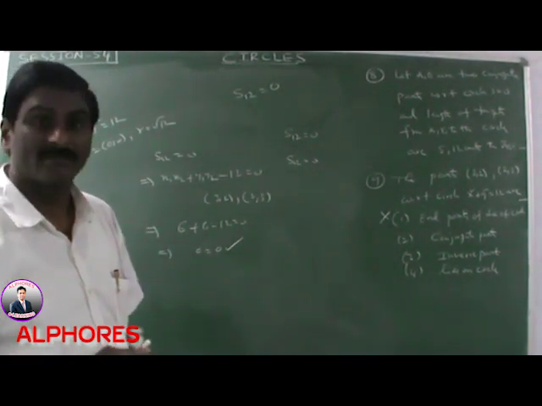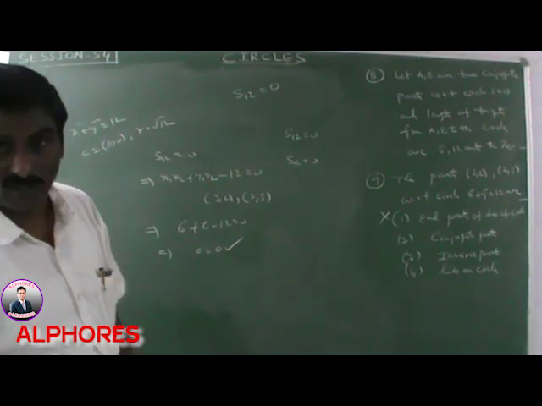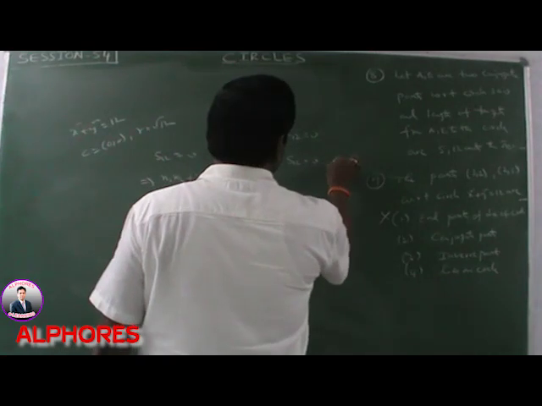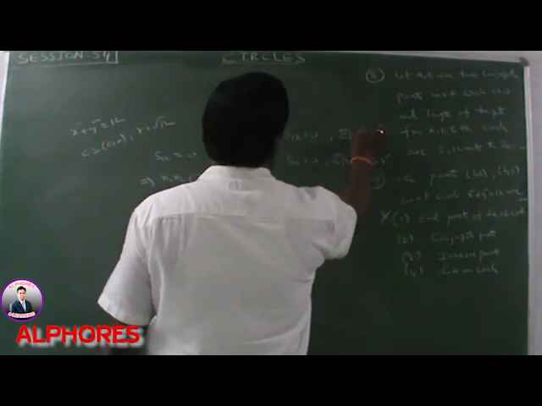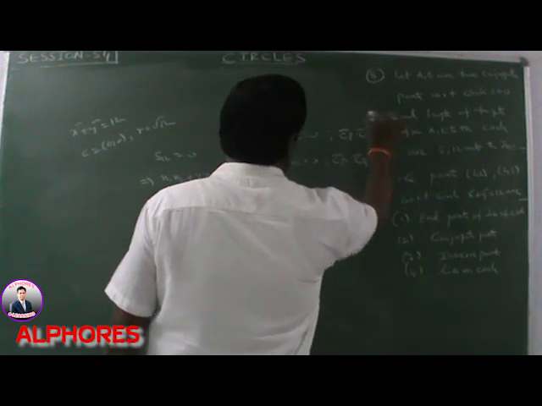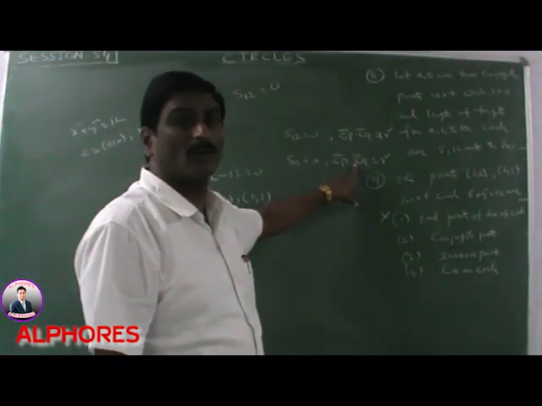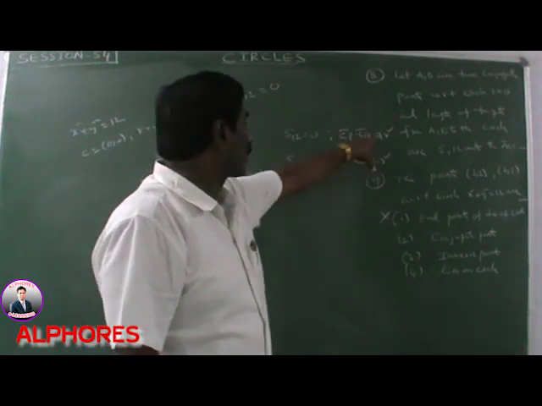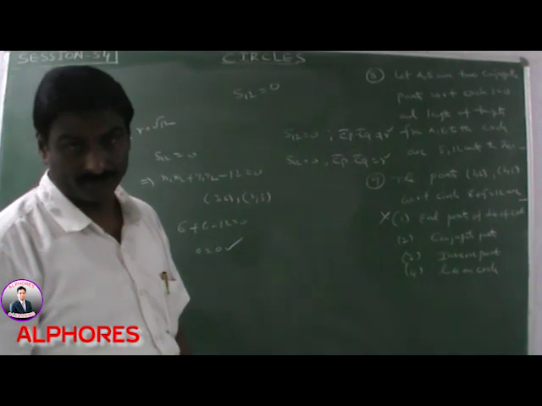But which is correct? In inverse points, CP into CQ is equal to R square. S12 is equal to 0 and CP into CQ must be R square. But in this case, CP into CQ is not equal to R square. If CP into CQ is equal to R square and S12 is equal to 0, the points are said to be inverse points. If not equal to R square, the points are said to be conjugate. Very, very important. Please observe that value.